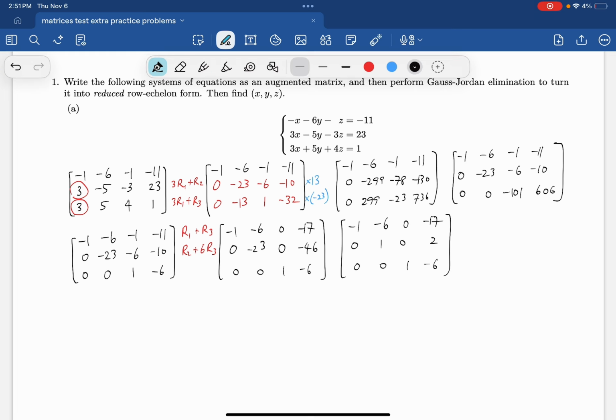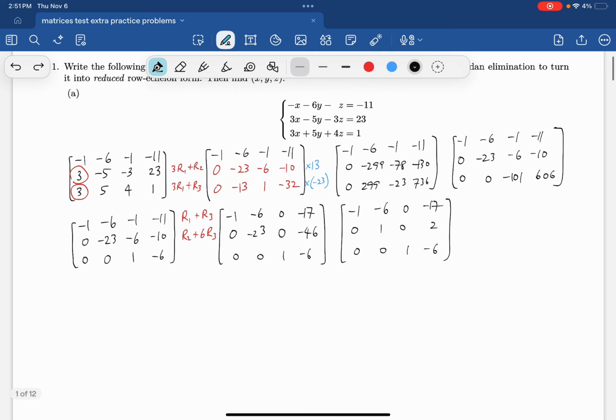Okay, and then I'm almost done. What I need to do now is get rid of this minus 6 using the 1 here, right? That's the very final step of Gauss-Jordan elimination. And I'm going to do that by replacing row 1 with R1 plus 6R2, okay, right? Because if I turn this into a 6, then that's going to cancel with the minus 6, right? So I'm going to be left with negative 1, 0, 0, and then negative 17 plus 12, which is negative 5. 0, 1, 0, 2, 0, 0, 1, minus 6.